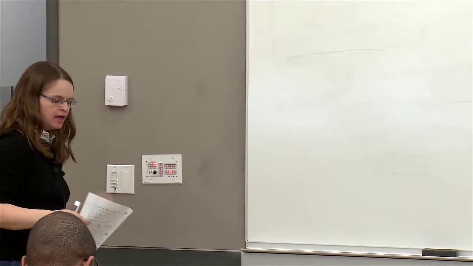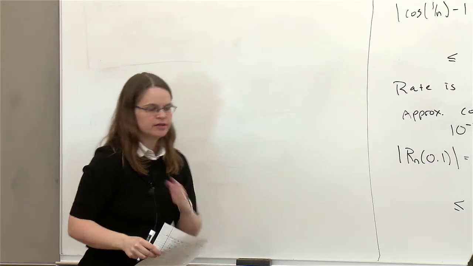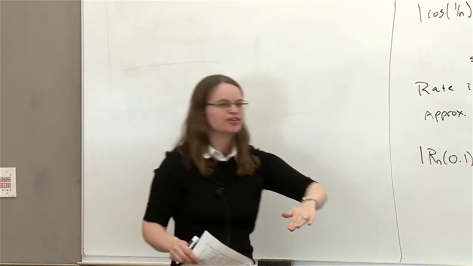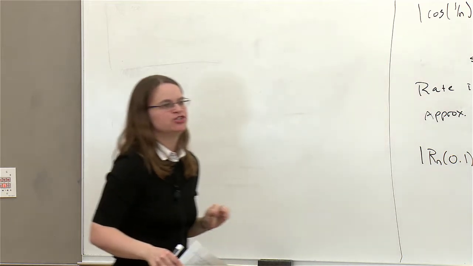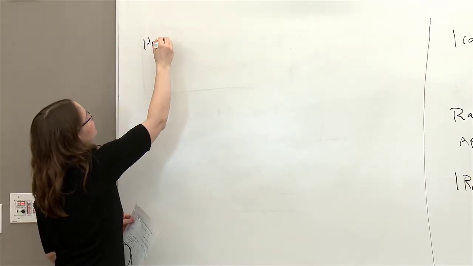Okay, so we know that error accumulates every time we do something. Now what we want to know is how quickly is the error accumulating? Is it just accumulating slowly, where every time I do something, I add another 10 to the minus 15? Or is it accumulating in some sort of exponential way? So how fast does the error accumulate with each step?